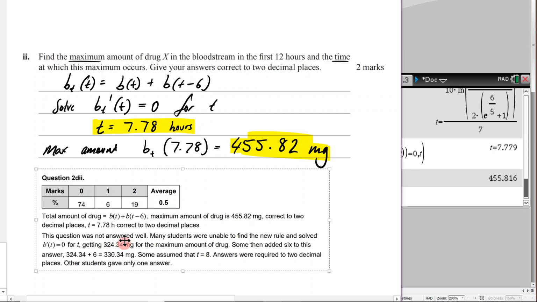This question was not well answered. Many students were unable to find a new rule and solved simply the derivative of B for T, getting 3.34 milligrams for the maximum amount of the drug. Some then added 6 to this answer. Some assumed that T equals 6. Answers were required to 2 decimal places. Other students gave only 1 answer. So really make sure that you're reading through the question and knowing what they're asking of you.